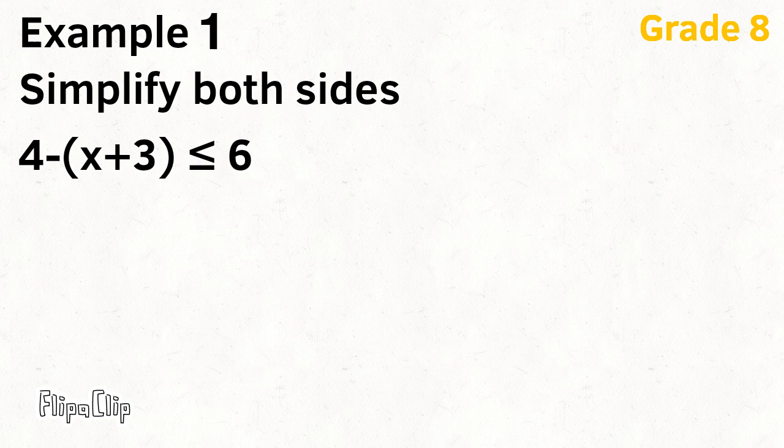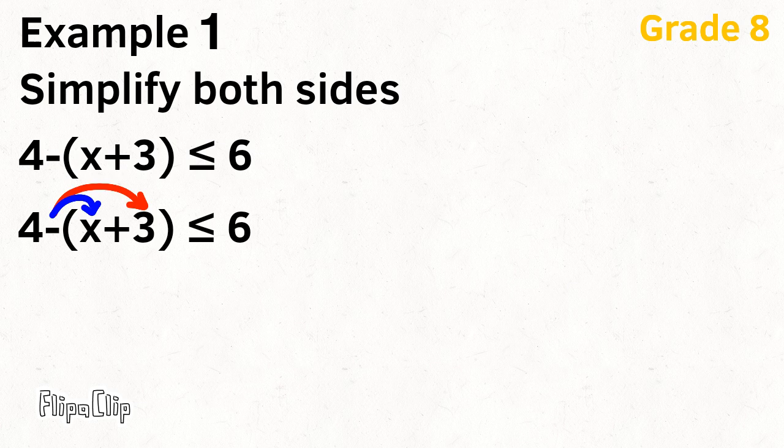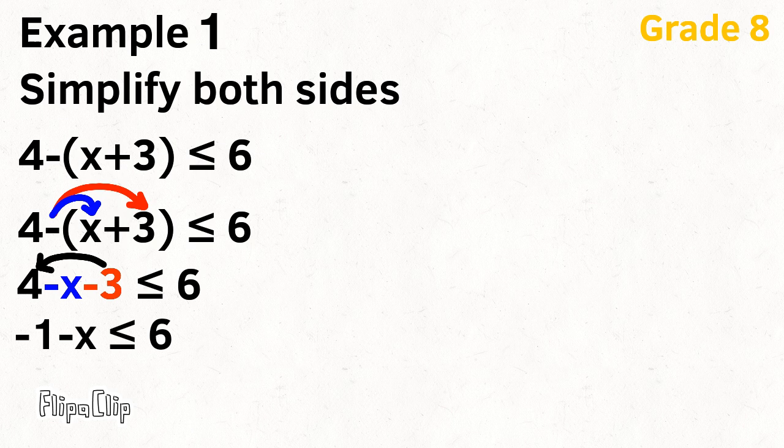So I'll give you one example of solving and graphing linear inequalities. So the first step is to simplify both sides. As you can see, we can distribute the negative sign to x and +3. So that'll give us 4 minus x minus 3 is less than or equal to 6. And then we can further simplify by adding +4 and -3. And this gives us -1 minus x is less than or equal to 6.